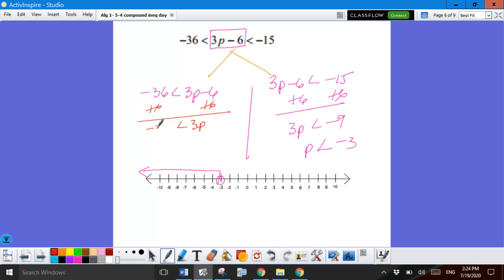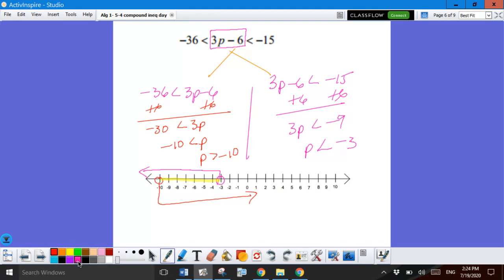3p and negative 30 and p and negative 10. So p is going to be greater than negative 10. So now I'm here. Okay, so if I'm highlighting solutions on this one, I'm not highlighting the negative 3 and the negative 10 because the solutions are actually between those two numbers because both of these are not equal to.